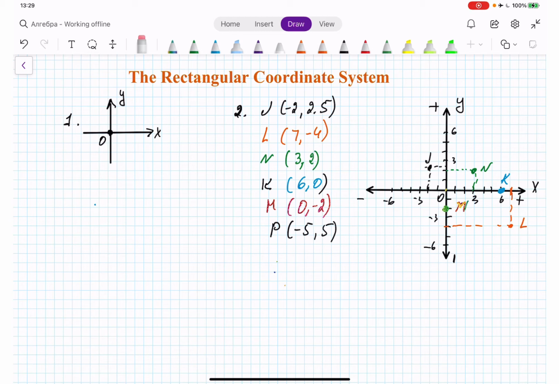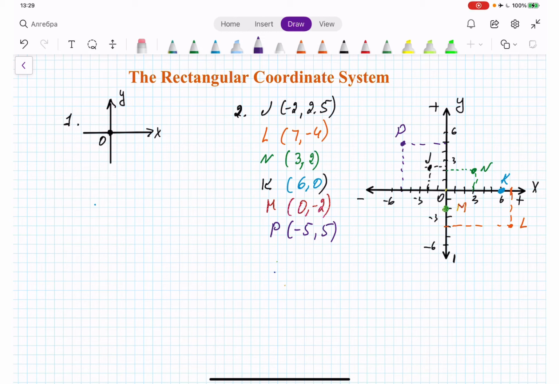I don't know if I did the right thing to pick this color. It looks messy. Okay. And the last one, let me see. I'm taking this green. Negative 5 and 5. Let me take purple. Okay, negative 5, x is negative 5, and y is positive 5. And this is our P. Okay?